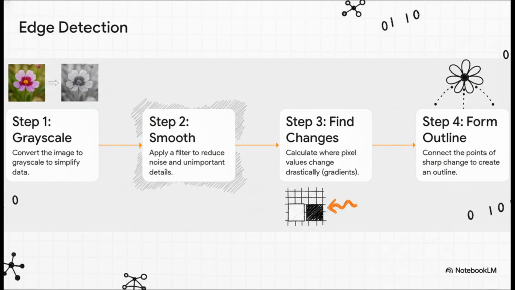So first, you make a grayscale. 1 grid is way easier to work with than 3. Then you blur it just a little bit to smooth out any random, unimportant details. But here comes the crucial step. The algorithm scans that grid, looking for spots where 2 pixels right next to each other have a huge difference in their value, like a 20 right next to a 240. That signals a really sharp change in brightness, which is almost certainly an edge. Then you just connect those dots, and bam, you've got yourself an outline.